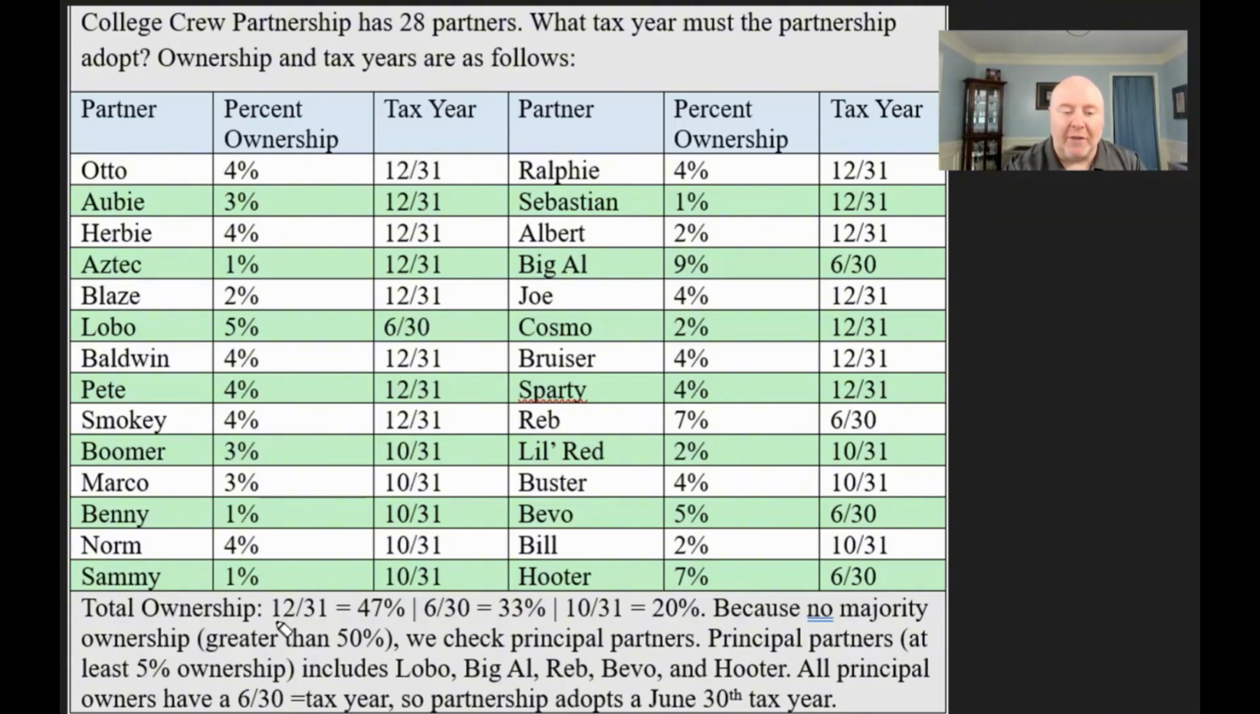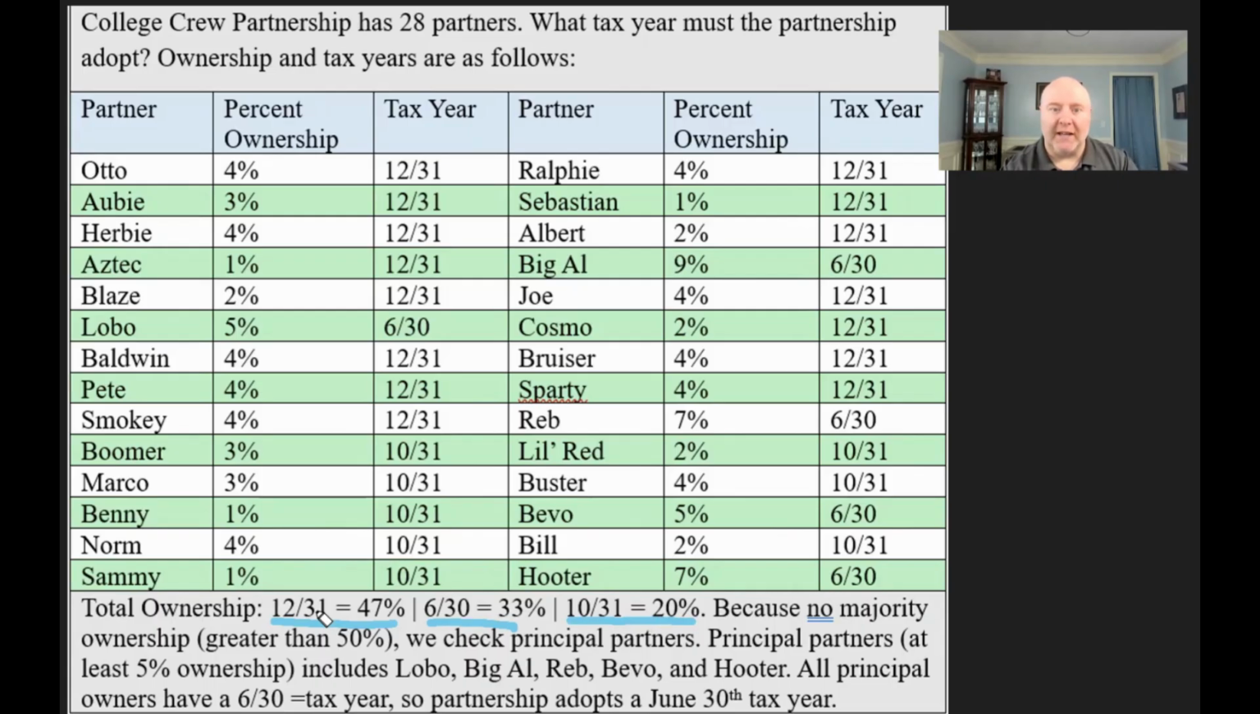Well, I already did the math for you. And if my math is right, we have 47% that have a December 31st, a calendar year tax year. We have 33% that had the June 30th tax year, and we had 20% that have the October 31st tax year. So looking at that, we were close to a calendar year, but that didn't hit over 50%. So the first test failed.